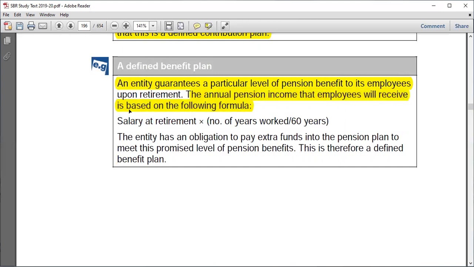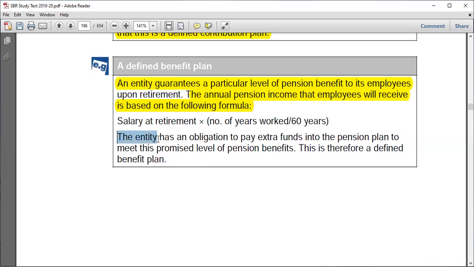For example, let's take an example. Maybe salary at retirement. I hope you know this, right? To determine the pension, we usually use the salary, the last salary actually, when still working. So you can take that salary and then you can do whatever has to be done. This is just an example.